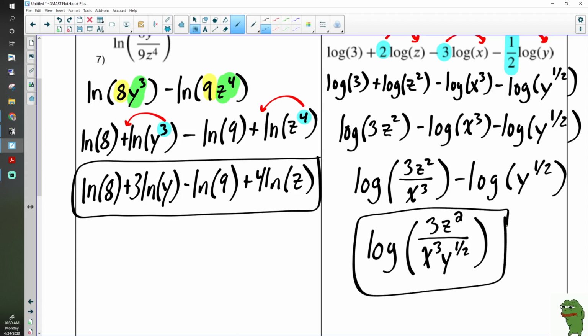We're done because how many logs are there? 1. Done. And that's your quiz tomorrow. Just like that. Those 8 problems.